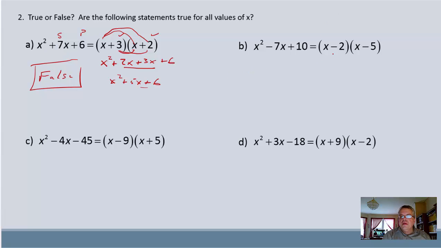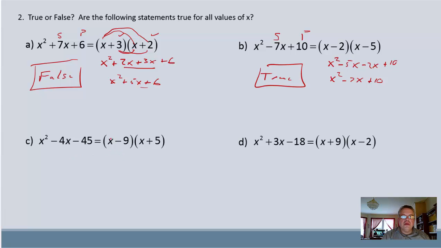Okay, let's try this one. I'm going to multiply it out. x times x is x squared. x times minus 5 is minus 5x. Minus 2 times x is minus 2x, and minus 2 times minus 5 is plus 10. And so when I combine the like terms, I get x squared minus 7x plus 10, which is what we started with. So this one is true. Okay, and then take a look. How could I have known it's true? Because negative 7 is the sum of these two numbers, and positive 10 is the product of those two numbers. So I could have told ahead of time.